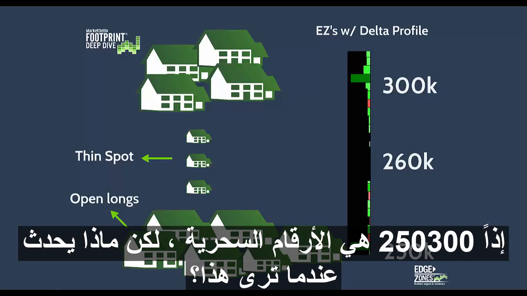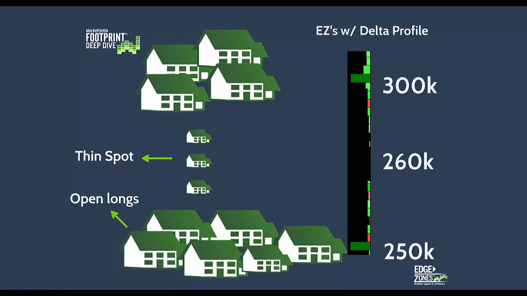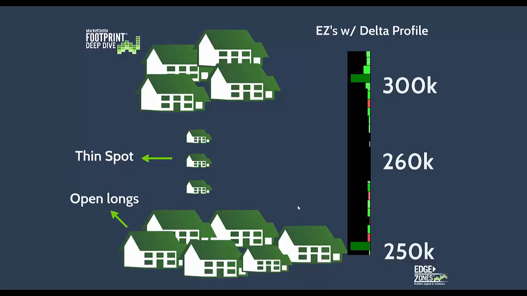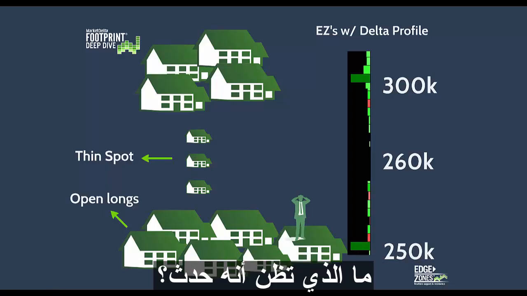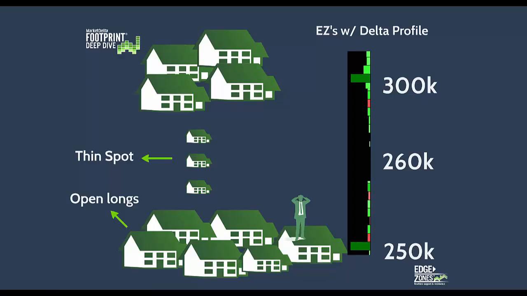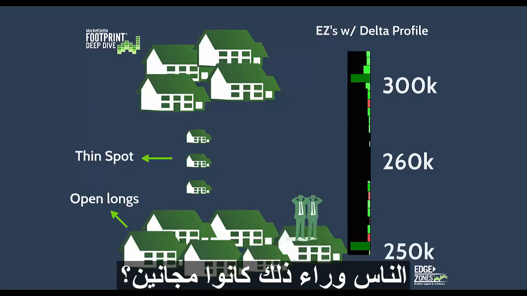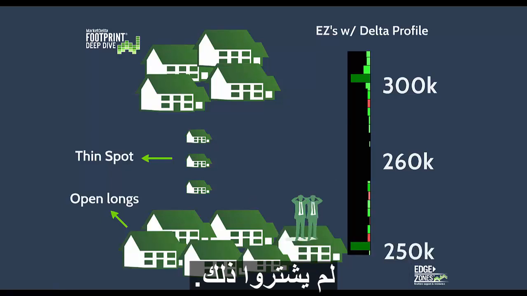Well, what happens when you see this and you see potentially an edge zone, which is a thin spot, with a little confluence with open longs or a delta profile that sticks out? What do you think happened when the market rallied from 250 to 300? Do you think you left some people behind that were mad they didn't buy it? They tried and they couldn't get it? You're damn well right they were.